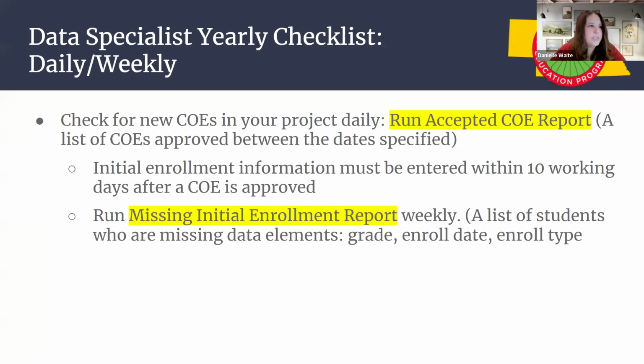And then I suggest weekly running a missing initial enrollment report, which will really catch if somebody didn't pull into your accepted COE report. This should run a list of any student who is missing any of those data elements that I mentioned, so that you don't miss some of those COEs and we're not waiting on student enrollment information.